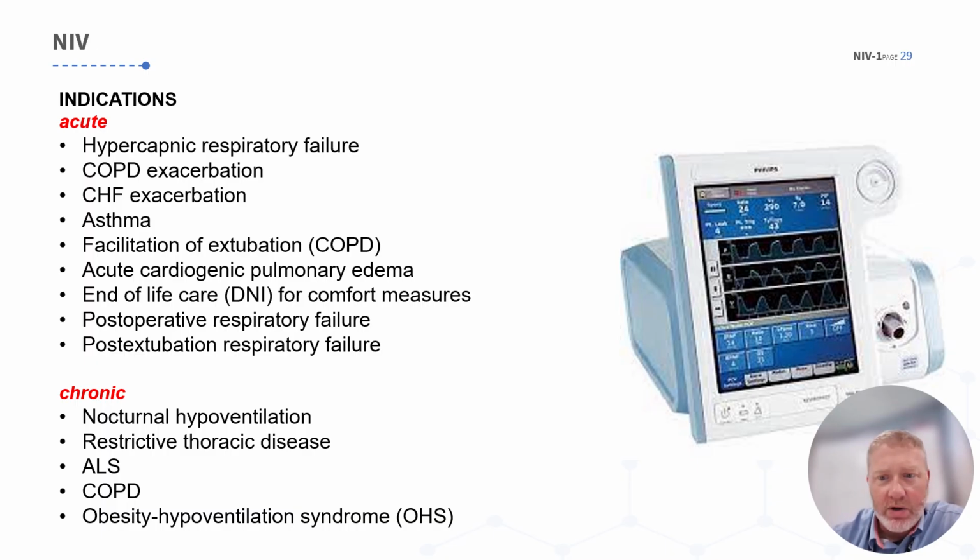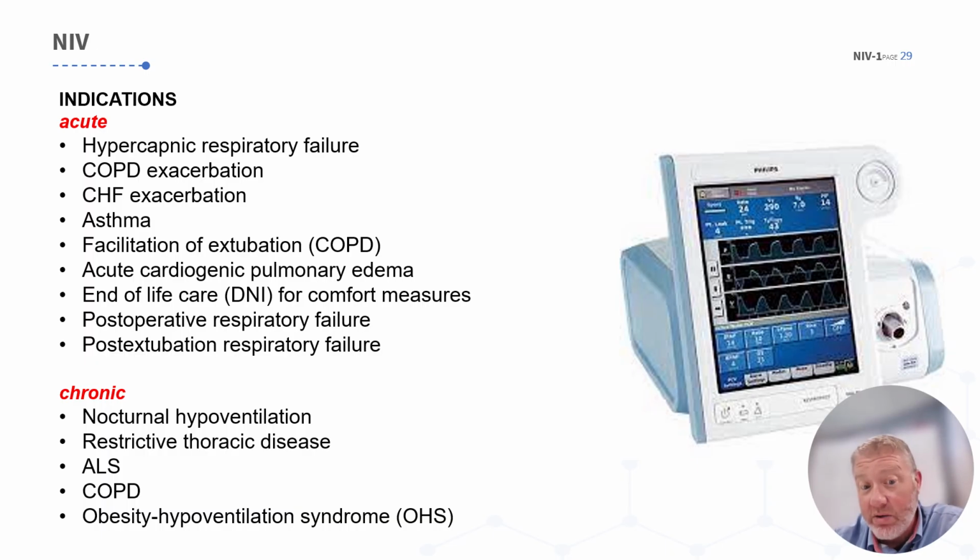I've got a few slides from our RCP 131 course going over non-invasive ventilation. This is a Philips Respironics V60. It's an in-hospital unit, but it functions the same as any other non-invasive ventilator. So here are indications for NIV in general. Hypercapnic respiratory failure, COPD or CHF exacerbation, sometimes asthma, facilitation of extubation, mainly for COPD patients. You shouldn't get into that in the transport world. Acute cardiogenic pulmonary edema for sure.